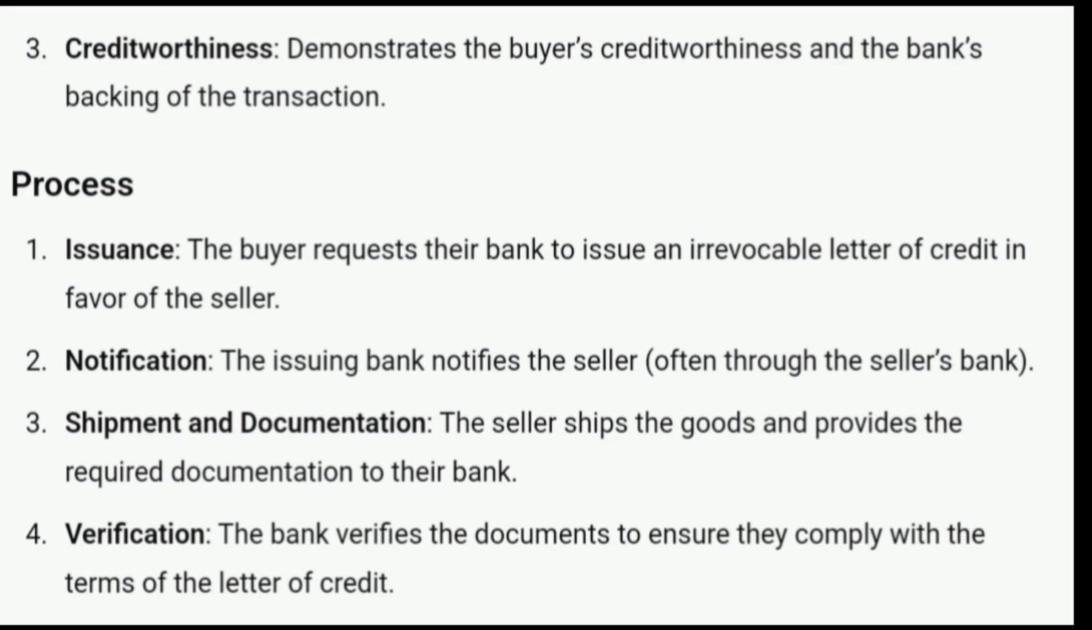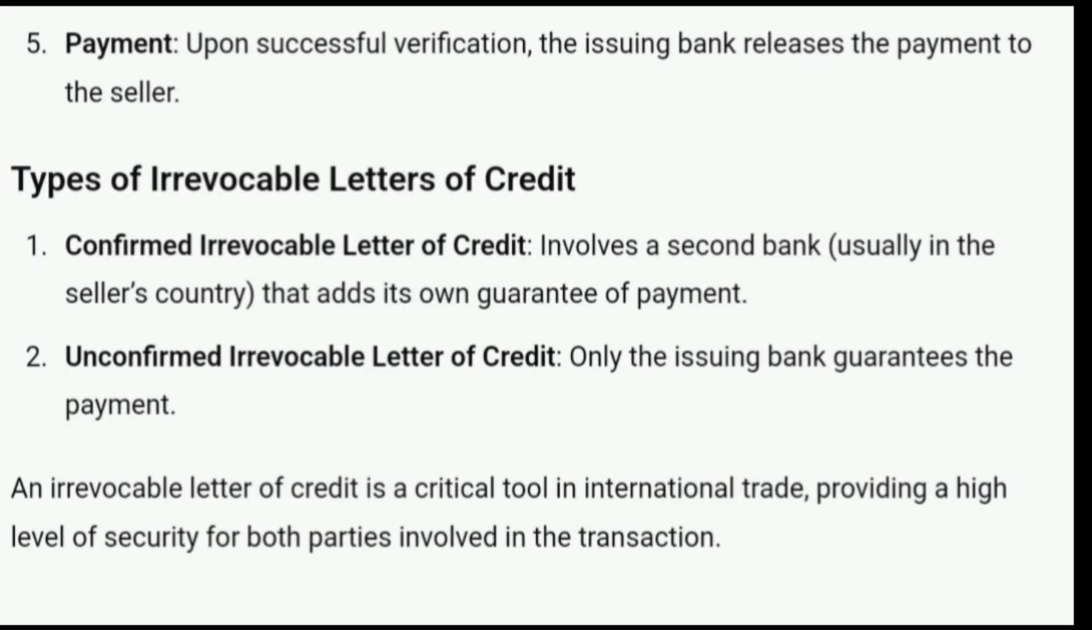Point number 2 is notification. The issuing bank notifies the seller, often through the seller's bank. Point number 3 is shipment and documentation. The seller ships the goods and provides the required documentation to their bank. Point number 4 is verification. The bank verifies the documents to ensure they comply with the terms of the letter of credit. Now point number 5 is payment. Upon successful verification, the issuing bank releases the payment to the seller.